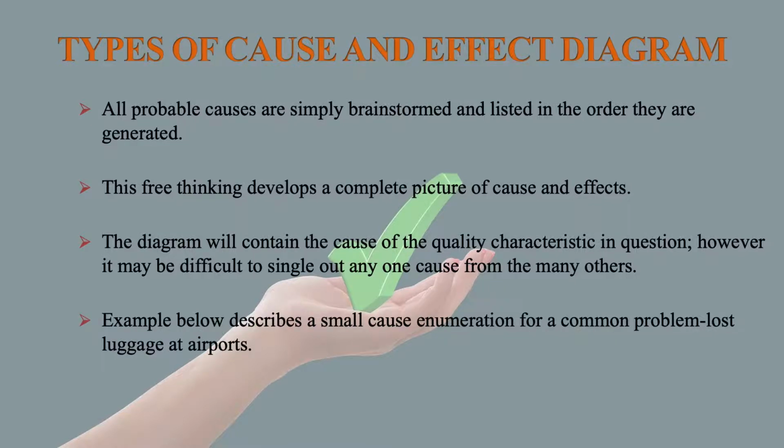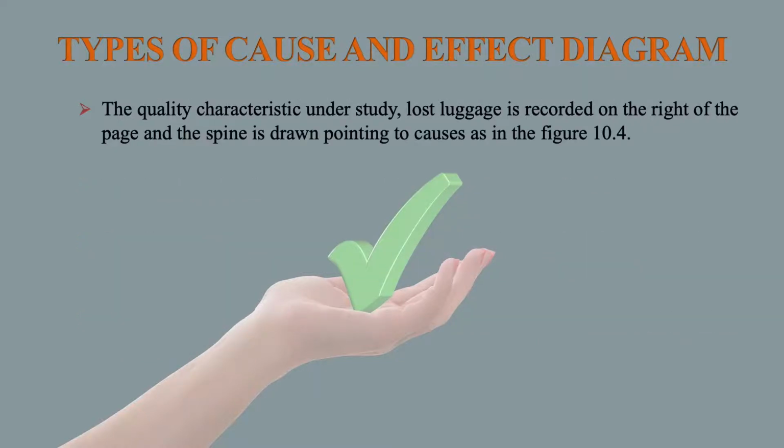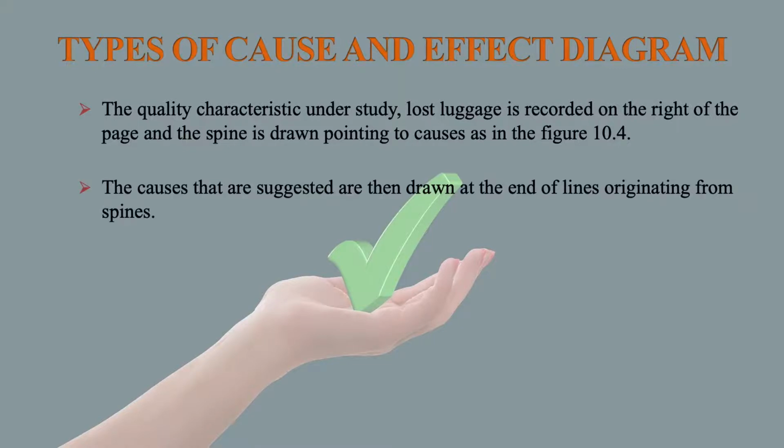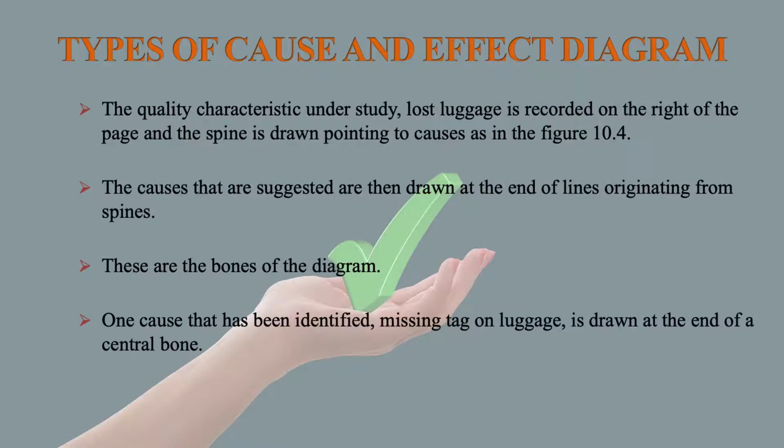The example below describes a small cause enumeration for a common problem, lost luggage at the airport. The quality characteristic under study, lost luggage, is recorded on the right of the page, and the spine is drawn pointing to the cause, as in figure 10.4. The causes that are suggested are then drawn at the end of lines originating from the spines. These are the bones of the diagram. One cause that has been identified, missing tag on luggage, is drawn at the end of a central bone.